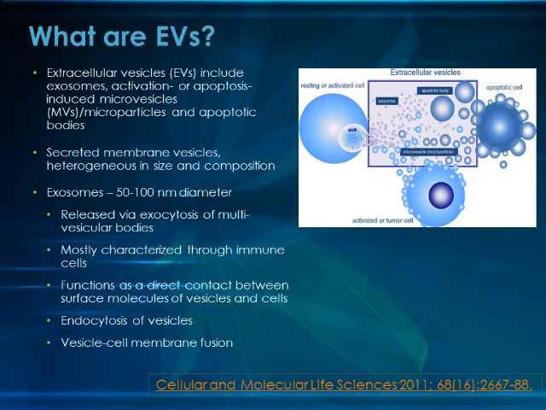What are extracellular vesicles? Extracellular vesicles include exosomes, activation or apoptosis-induced microvesicles, and apoptotic bodies. They are secreted from membrane vesicles and are generally heterogeneous in size and composition. Exosomes, in particular, are 50 to 100 nanometers in diameter, and they have several functions, including from immune cells. They can use direct contact, endocytosis of vesicles, and vesicle-to-cell membrane fusion.